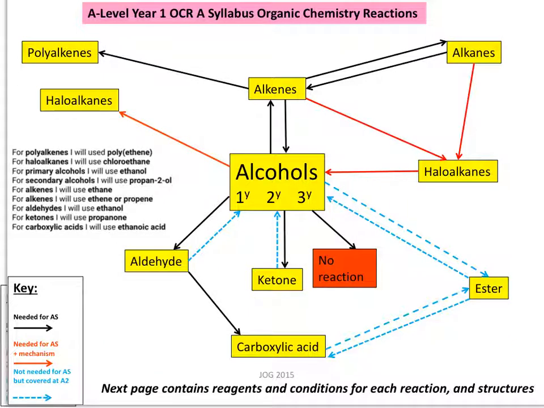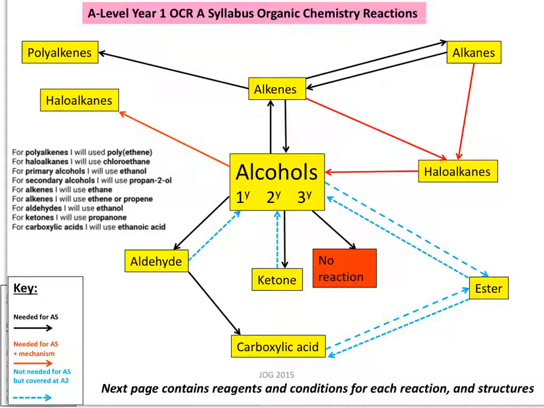Down the left hand side is a reminder of what particular examples I'll be using when I draw out the mechanisms or the formulae of how to write this out. What I'll not be doing on this screen is the reagents and conditions, because I'll pull them up on the next screen, as you can see from the bottom of the page.